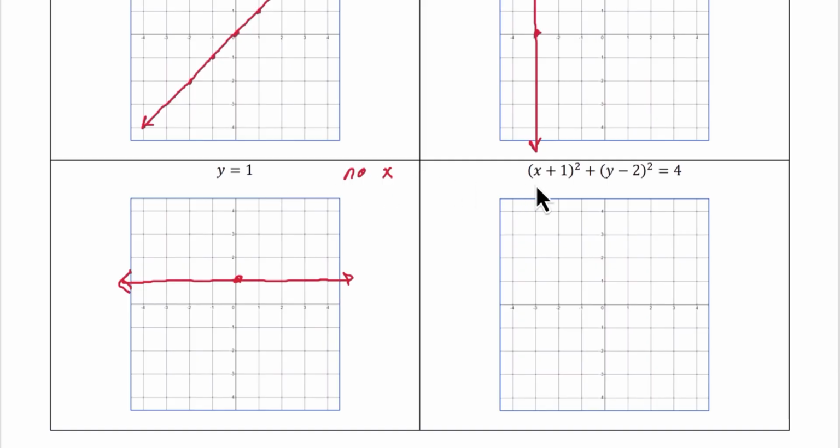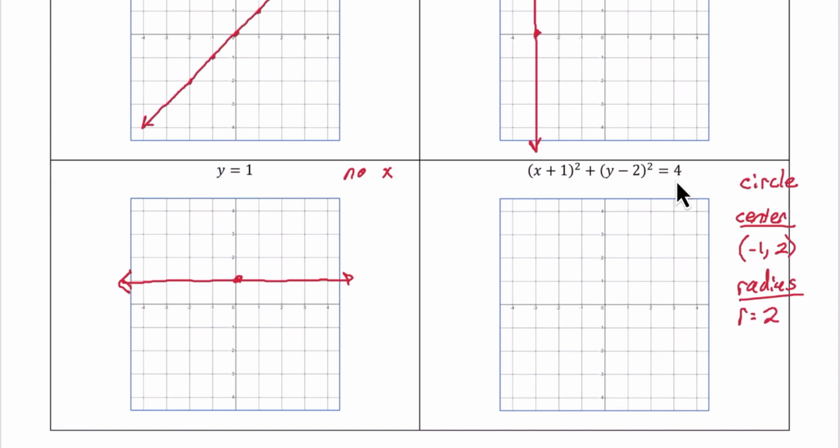And finally, in this example, we have the graph of a circle. We can identify the center by looking at what's inside the parentheses. And the center is always going to be the opposite of what you see. We see a positive 1 and a negative 2, but the center is actually the opposite. So the center is negative 1, positive 2. And then the radius of the circle is going to be the square root of this constant on the end. Square root of 4 is 2. So r, in this case, is 2.